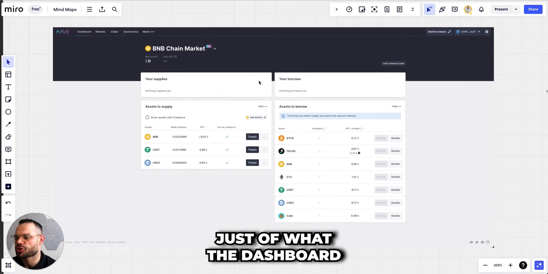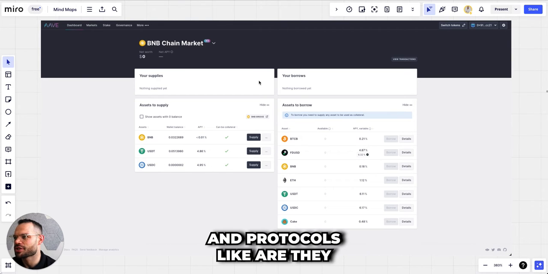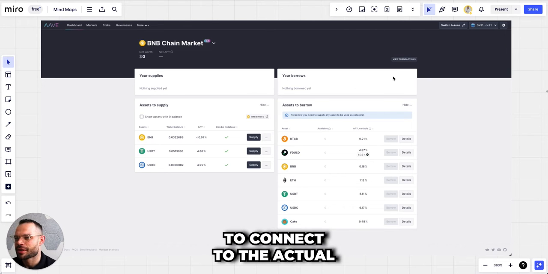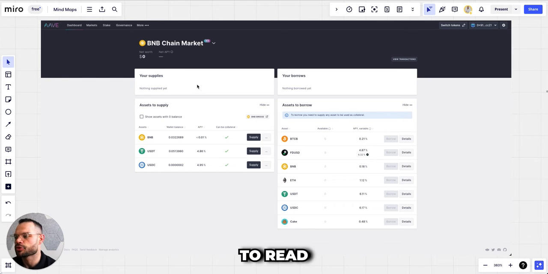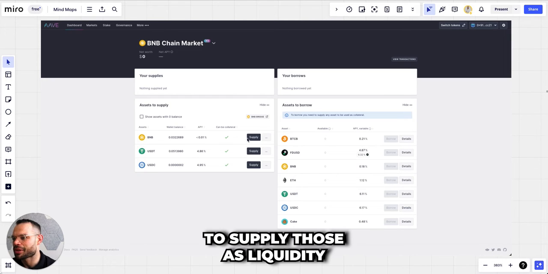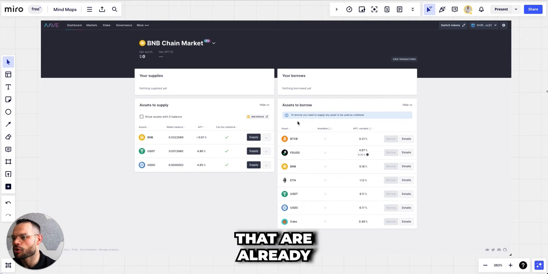So this is a quick snapshot just of what the dashboard actually looks like. Again, if you're not familiar with these decentralized applications and protocols like Aave, you essentially use your custodian crypto wallet to connect to the actual dApp itself. And then you have your funds in your own wallet. You connect your wallet to the Aave protocol. Aave is able to read and understand that you've got, let's say, BNB or USDT in your wallet, and it then allows you to supply those as liquidity for people to borrow against. And it also allows you to use those assets as collateral so that you can borrow against the assets that are already in your wallet.